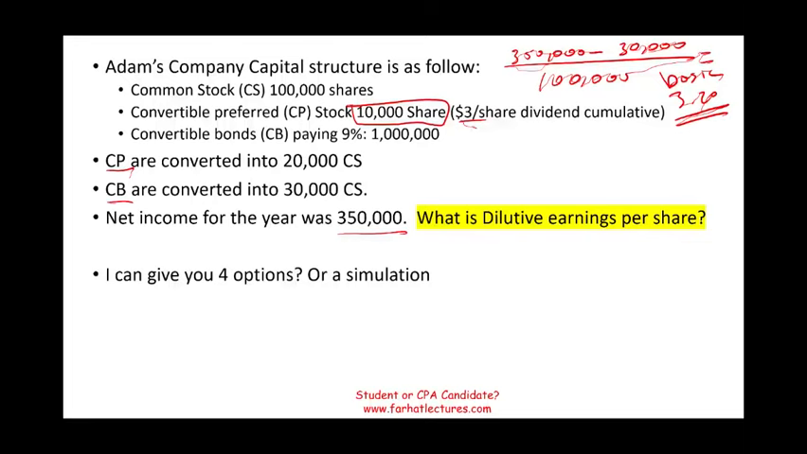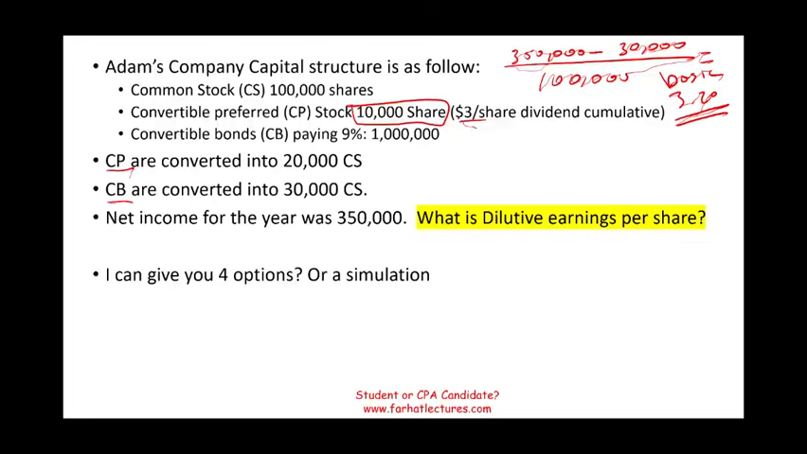Now, how do we make this order? How do we find out which one is the most dilutive to the least dilutive? Well, we have to compute the degree of dilution. Okay, what's the degree of dilution? It's that incremental effect on EPS. We have to determine the incremental effect on EPS separately for each security. How do we compute this?